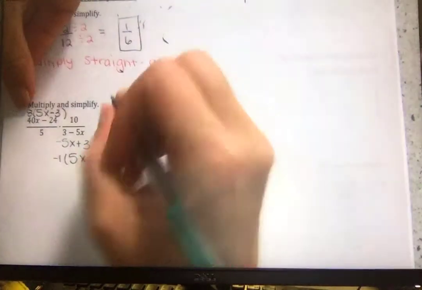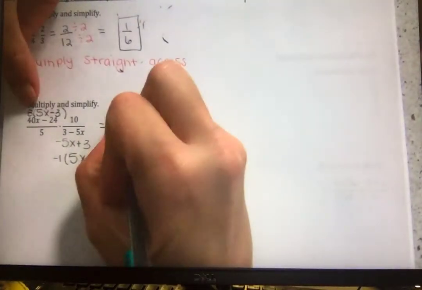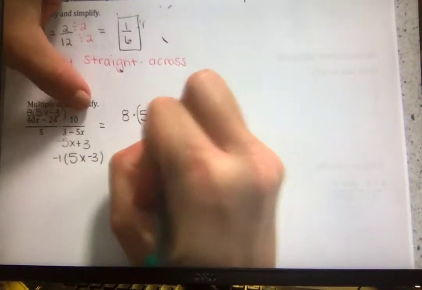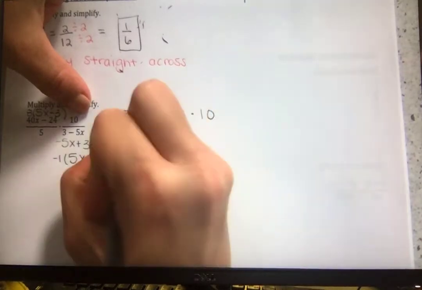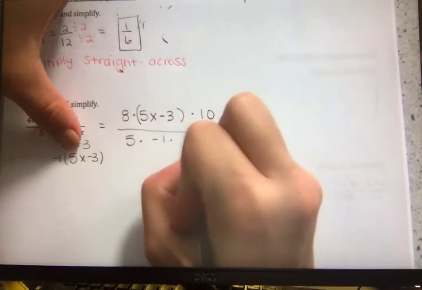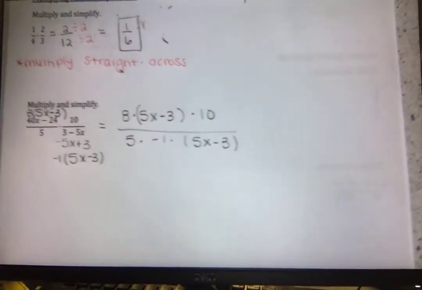Yes. So I'm just going to rewrite it nicer because it looks like everything's all over. That's really all I'm doing. So 8 times 5x minus 3, multiplying across times 10, all over 5 times -1 times 5x minus 3. So I just multiplied straight across, putting all of my factors. Remember, I'm multiplying everything. That's why I put the little multiplication symbol, just to make it look neater and help me.